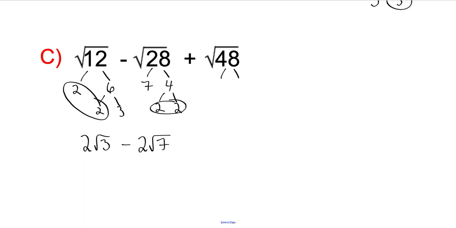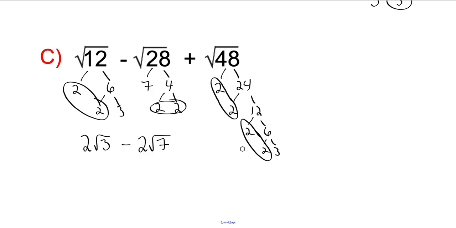And then the 48, we break that down to 24, to 12, to 6, to 3. So we have a pair of 2's here, a pair of 2's here. So remember, when you have two pairs that are coming out, those would multiply. So this would give us a 2, this would give us a 2, so that's 4 in the front. So plus 4 root 3.